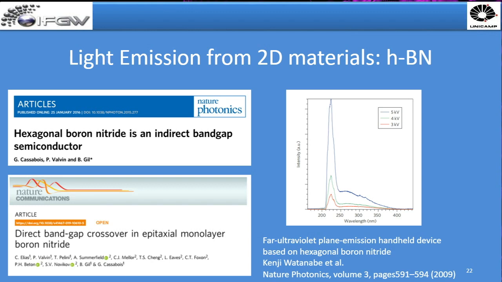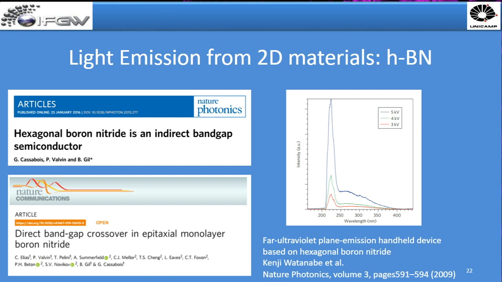And from the application point of view, it's interesting to consider that hexagonal boron nitride has potential to be made into a far UV LED or far UV emitting device that could emit light close to 6 electron volts. And this could be interesting, like to clean surfaces, just for the purpose of getting rid of viruses and other things that you can effectively inactivate by means of UV light.